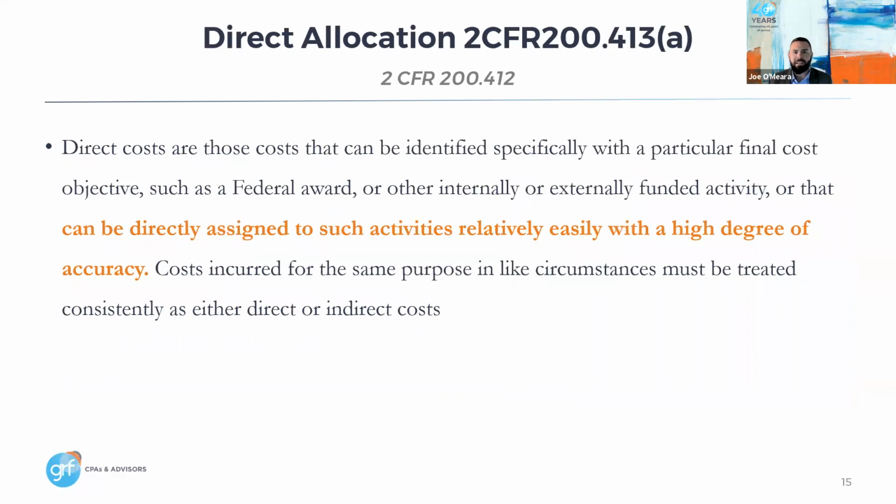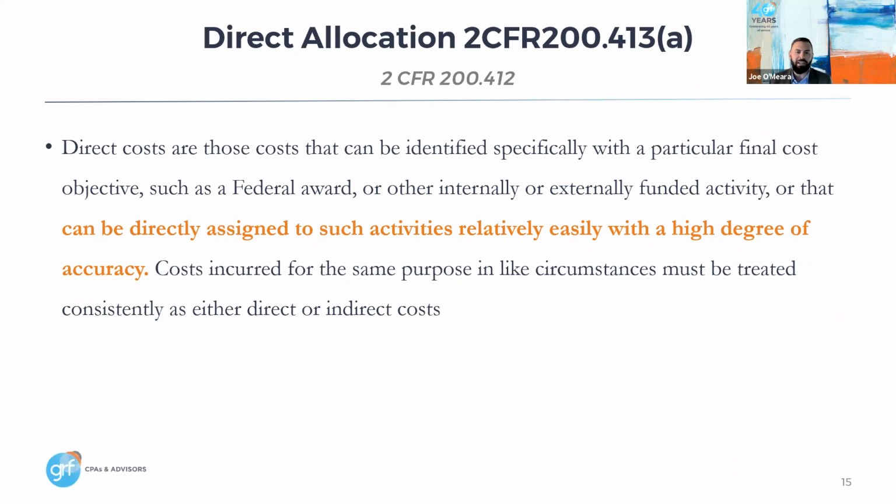So now moving into the second way in which organizations can recover indirect costs from the federal government, through a method that's referred to as direct allocation. What direct allocation does is, for costs that you can identify specifically with a final cost objective, you can directly assign those costs or activities to a federal award, as long as you can do it easily with a high degree of accuracy.